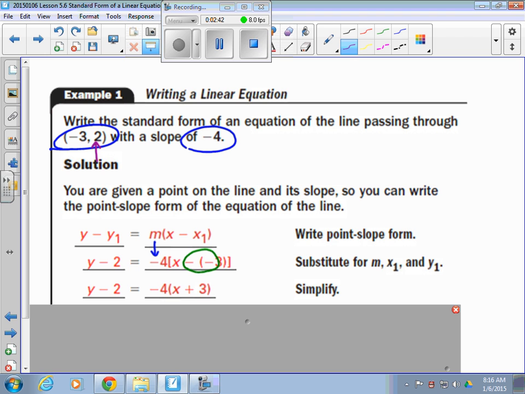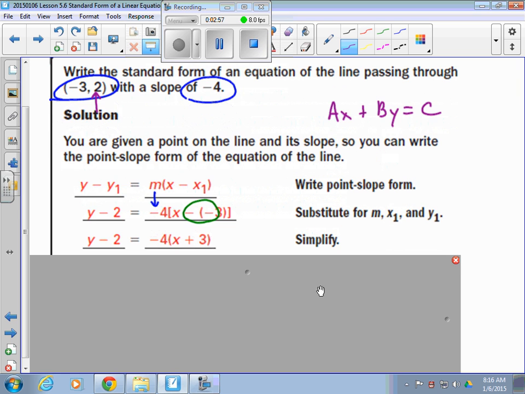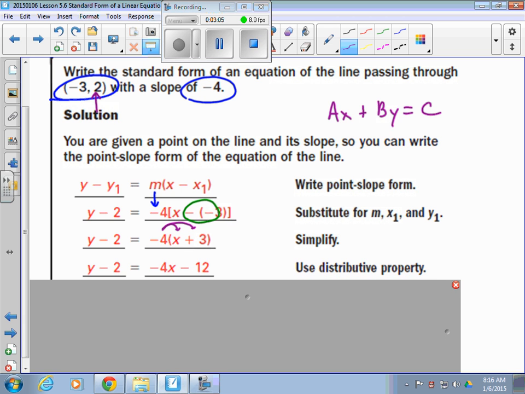From there, in order to write it in standard form, you want to make it say Ax plus By equals C. If we had any fractions, you'd want to eliminate them now. There are no fractions in this one, so that's easy. What you want to do is simply distribute -4 to both of these. Again, just like the bell work, -4 times x is -4x, and -4 times 3 is -12.